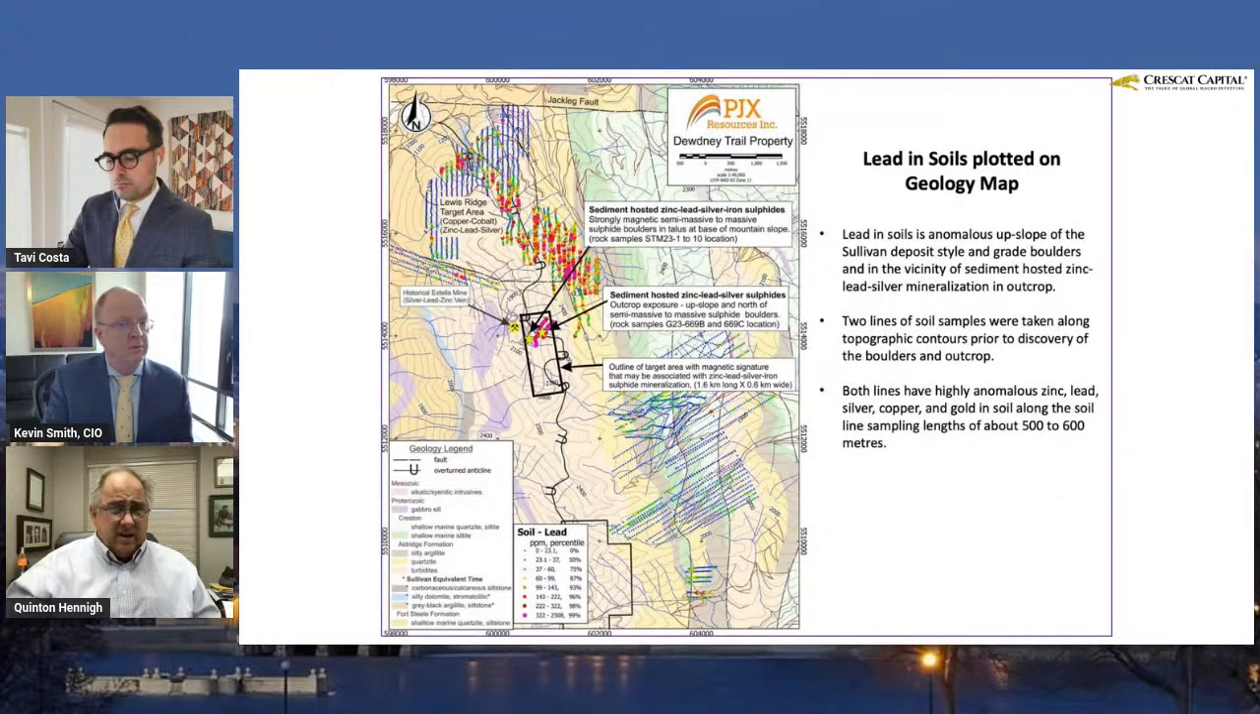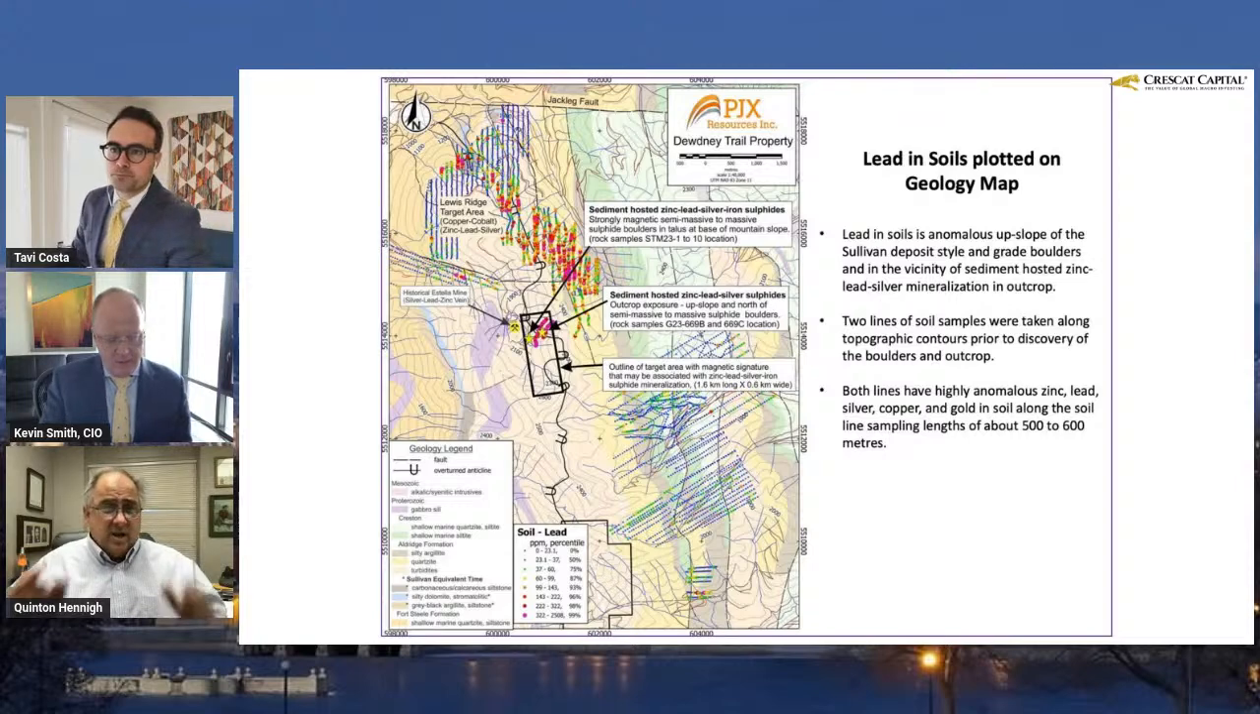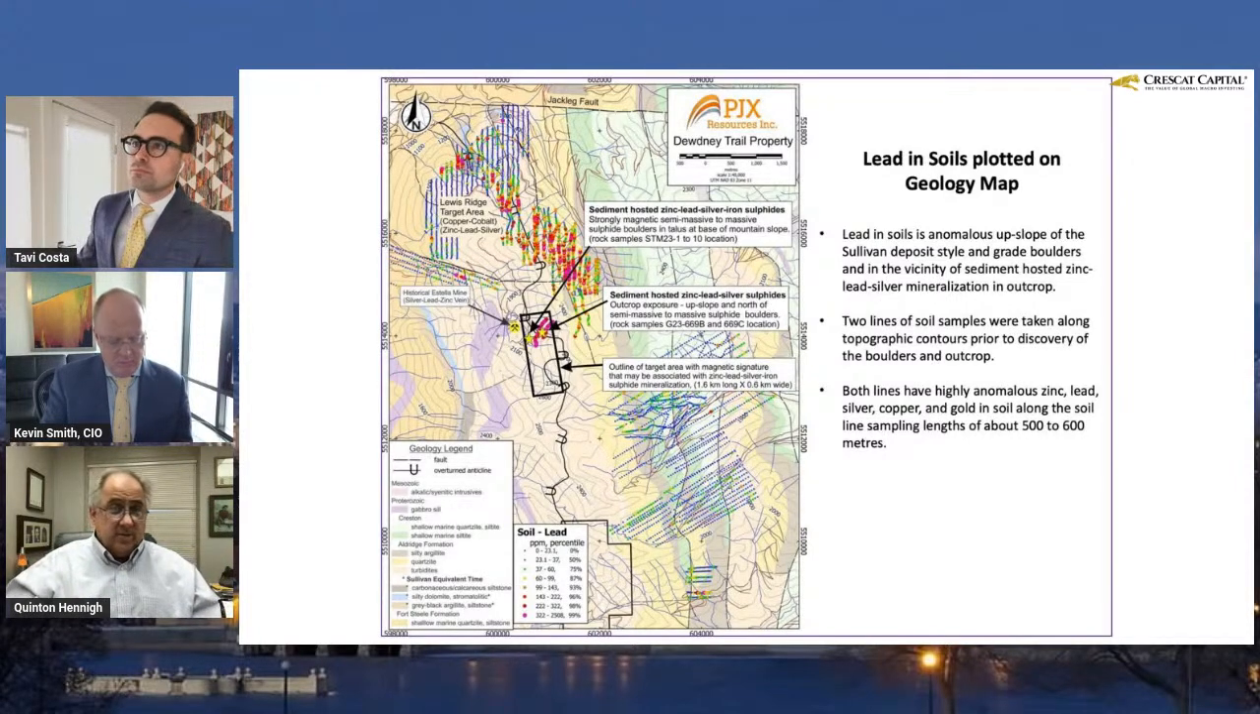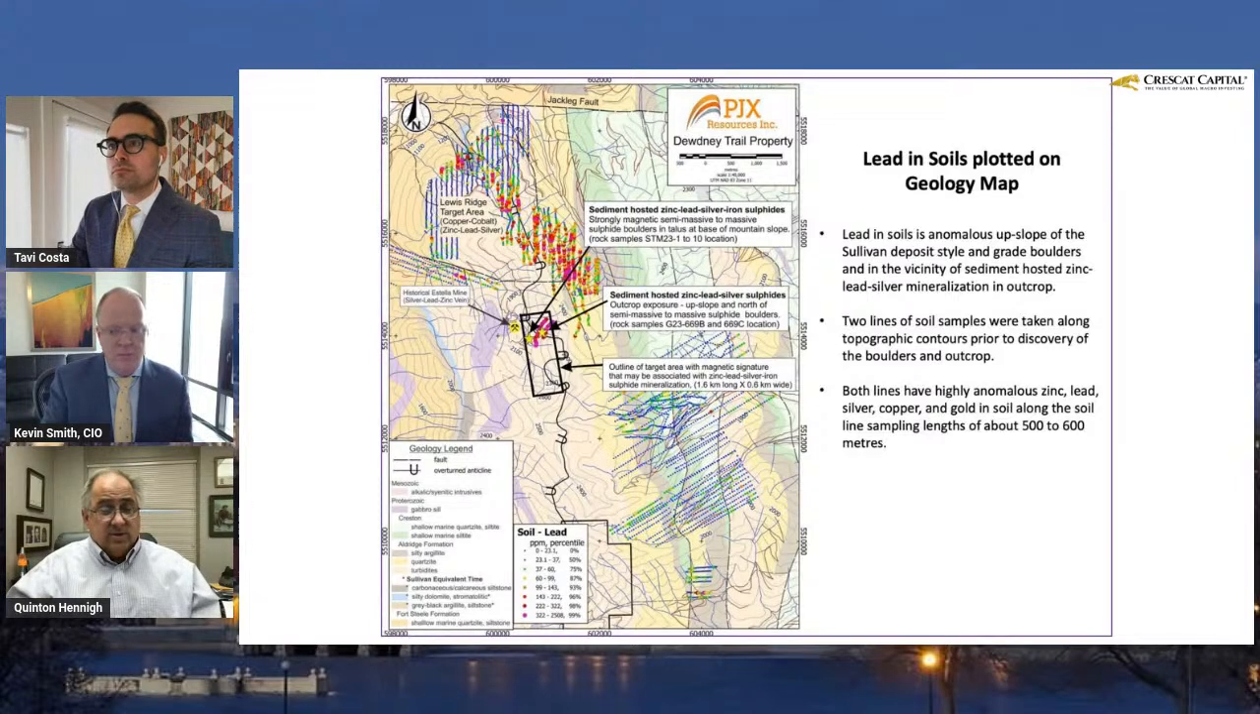Same in lead. Lead actually extends, the anomaly extends further to the northwest. But again, you have at least 2 kilometers of really strong lead values. All right. So, wow, these guys might be onto something huge. Okay, let's go to the next slide.